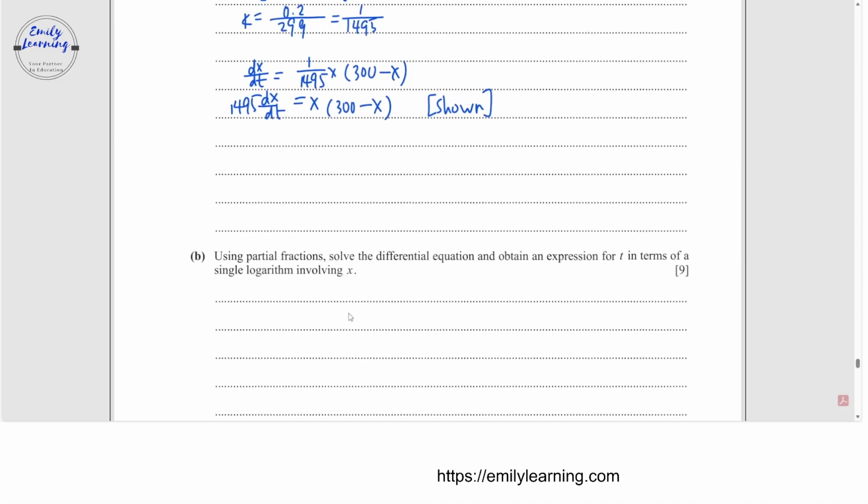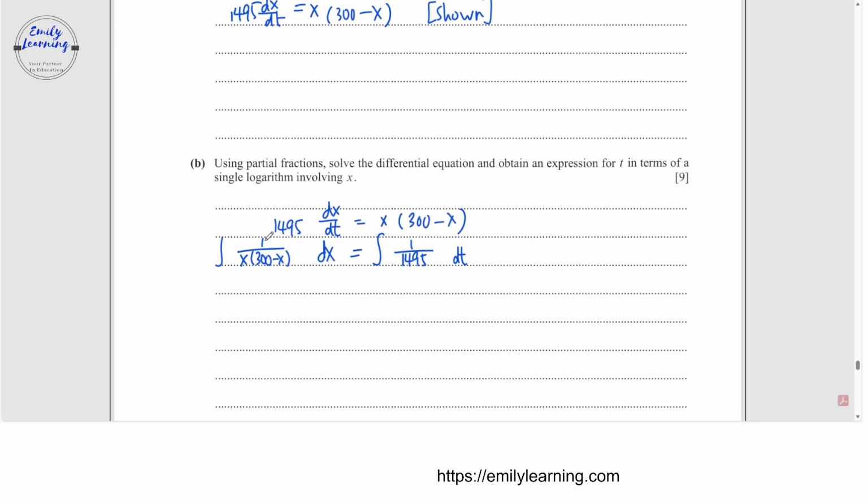Okay, so I know that I have 1495 dx/dt equals x(300 − x). So I need to use variable separable, right? I'll bring the dt over, bring the 1495 over, and bring the x(300 − x) over, so it becomes 1 over x(300 − x) dx. I will need to integrate both sides, and they say I need to use partial fractions, right?